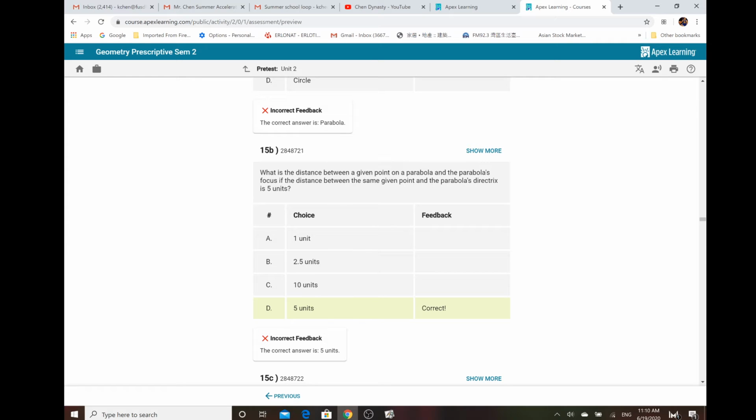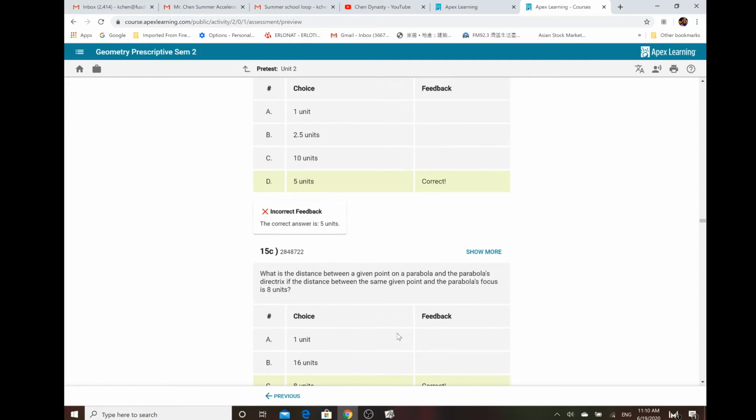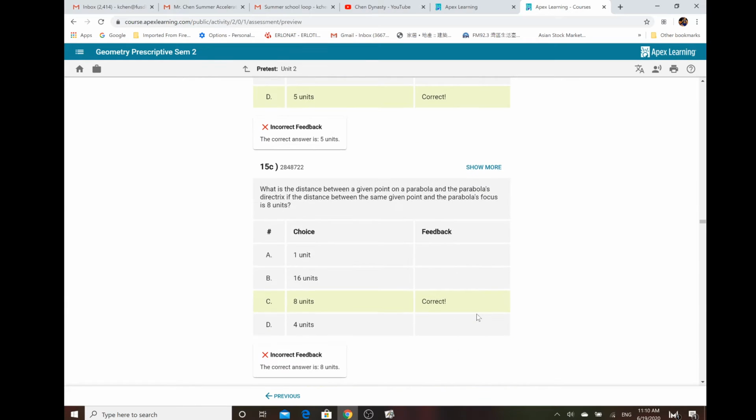So the next one: what's the distance between a given point on the parabola and the parabola focus, if the distance between the same given point and the parabola's directrix is 5 units? It's also 5 units. And what's the distance between the given point on the parabola and the parabola's directrix, if the distance between the same given point and the parabola focus is 8 units?